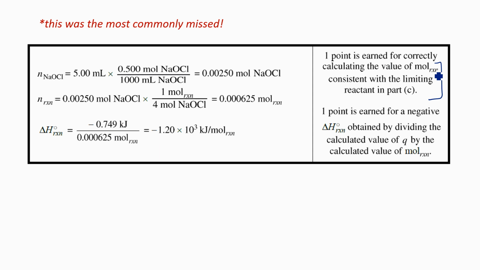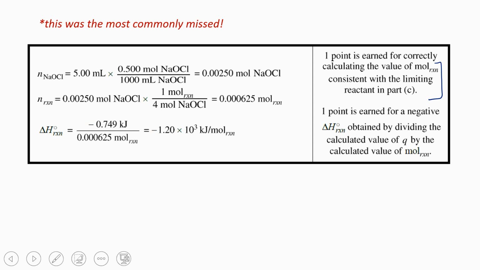And then you get a point for having a negative delta H that you got by taking your energy and dividing it by the moles reaction. So again, even if you messed up on this part here, you could still get this point correct for recognizing that it is exothermic, putting a negative in front of it, and by taking your energy and dividing it by whatever moles you figured out.